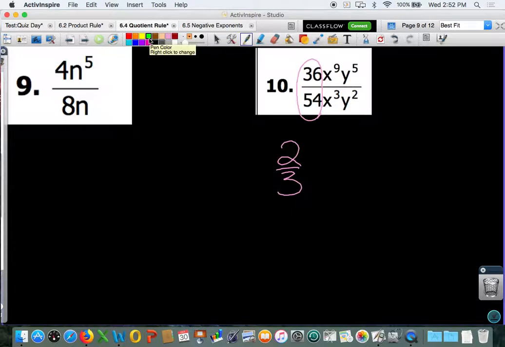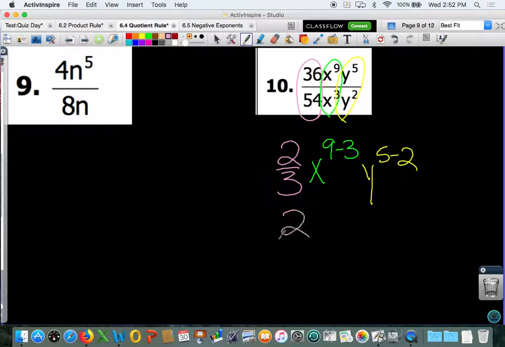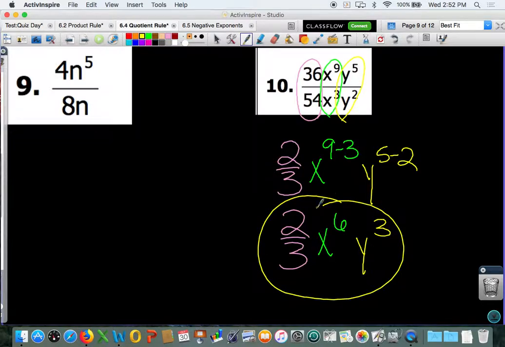I think I'm going to go ahead and go to 9, and I'm going to go back to 9 and show you how to do that method. So for example, 2/3. I've got x to the 9 minus 3, and I've got y to the 5th minus 2. Okay, so I've got 2/3, and I'm writing next to it x to the 6th, y to the 3rd. So you could leave your answer like this, or let me show you over here in 9 what else you could have done.